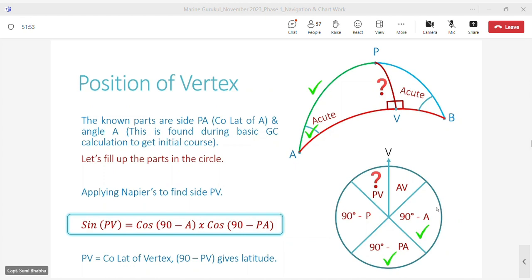So let's now see how we find the longitude. Anything coming to your mind? How do we find the longitude? Find angle P. Very good, beta. Great. So you can find the longitude from angle P. Let me show you.